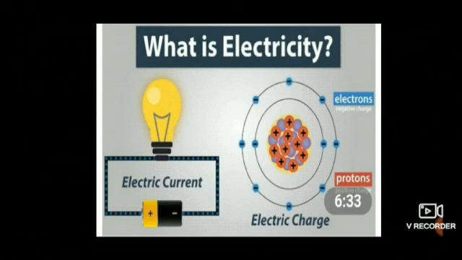The electrons revolve around the nucleus due to electrostatic force, and protons are present in the nucleus. The negative charge or electrons that flow through a conducting material such as a metal wire is known as electrical charge. The flow of electrical charge through a conductor constitutes an electric current.